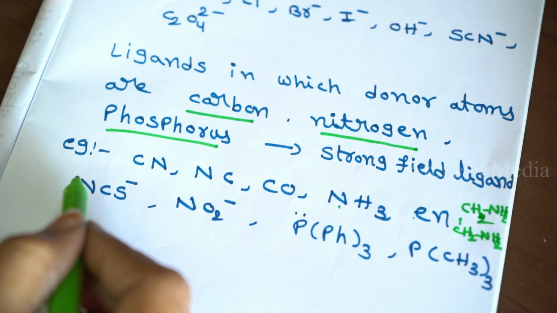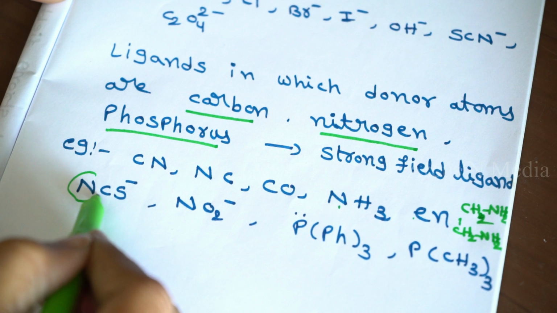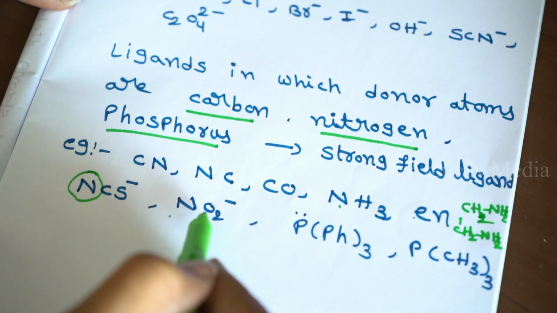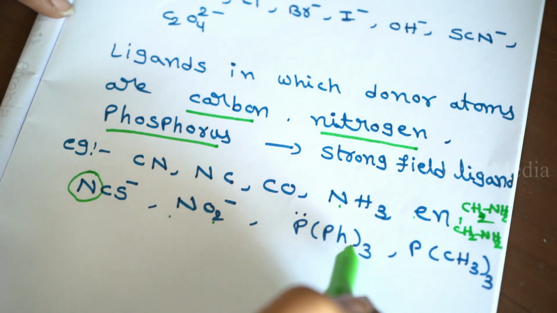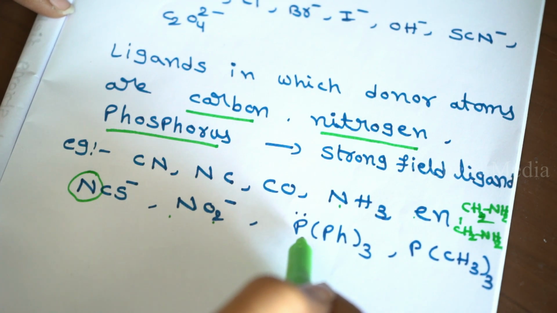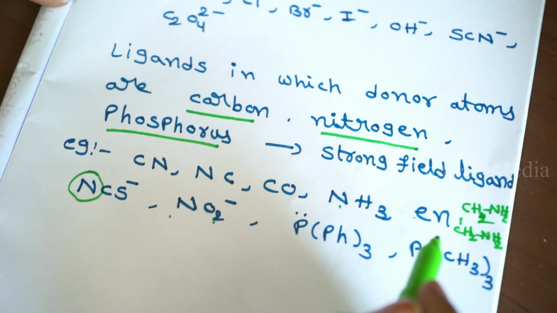NCS minus means isothiocyanate ion. So in the isothiocyanate ion, nitrogen will act as the donor atom. Nitro means nitrogen is the donor atom. In triphenylphosphine and trimethylphosphine, phosphorus will act as the donor atom.